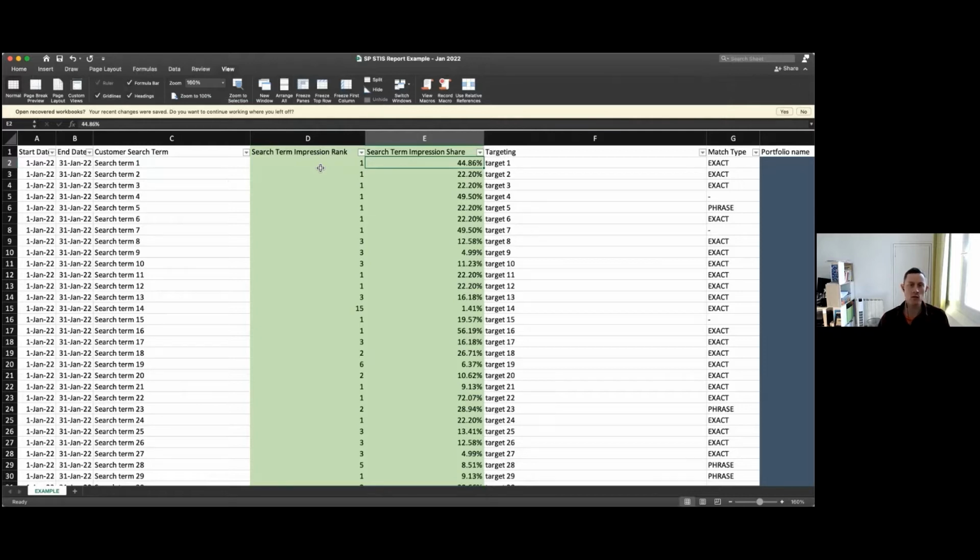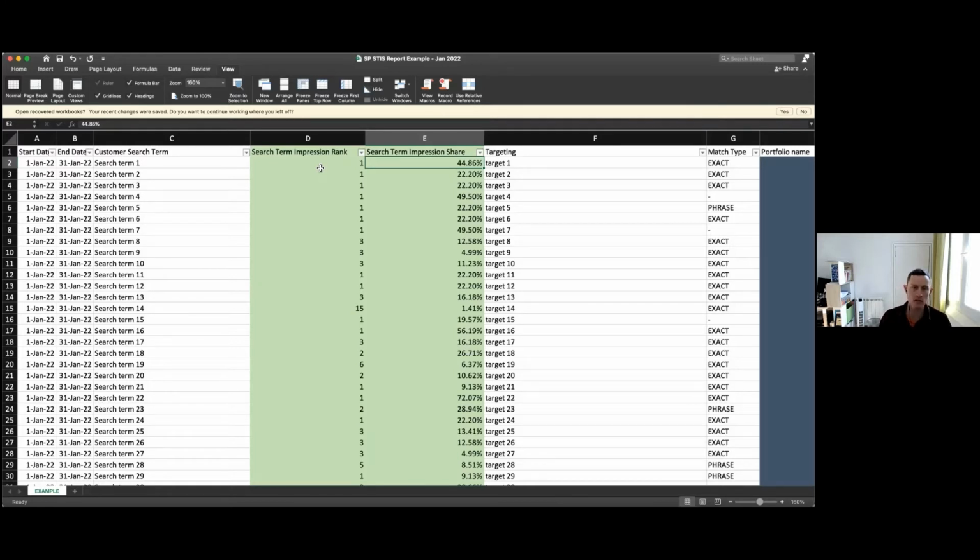Now, this means that we have 44.86% of the impressions in this given time period, the 1st to the 31st of January, for this keyword. And we're number one. So that means that number two might have 25% of the search term impression share. Number three might have 15.6 or something. I don't know. The point is they have less than us.